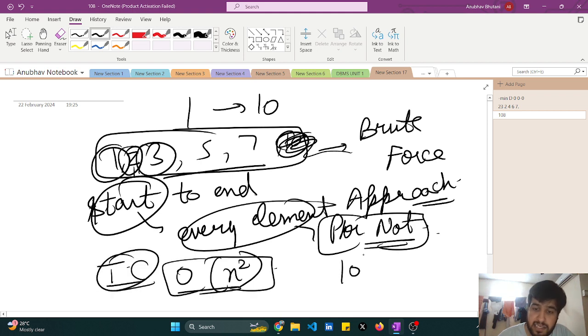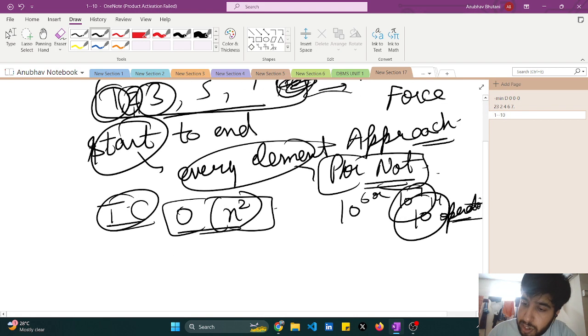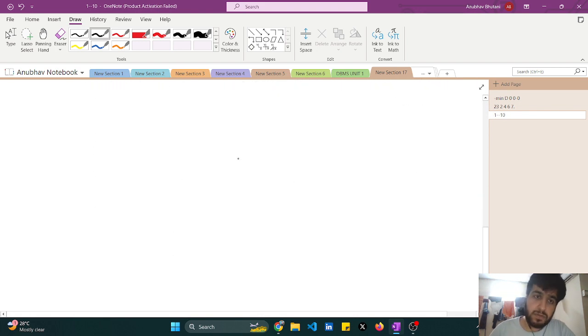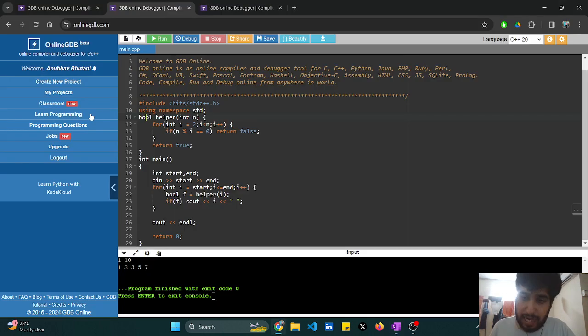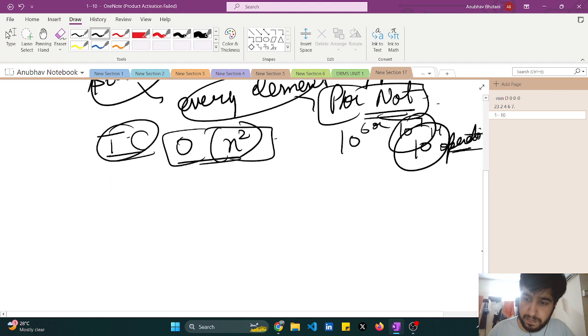But if I am given the constraints of 10 raised to power 6 or 10 raised to power 7, it would take 10 raised to power 14 operations to execute. That would be like, you can't do this, bro. You can't do this. Okay, so what is my optimal approach? I'll now see the optimal approach. What is my optimal approach for this question?